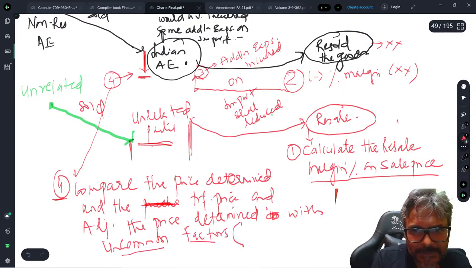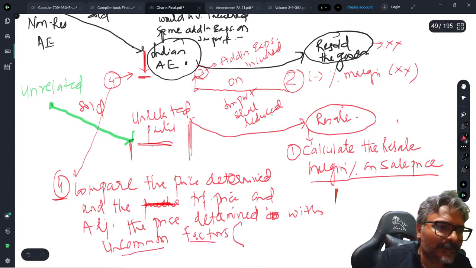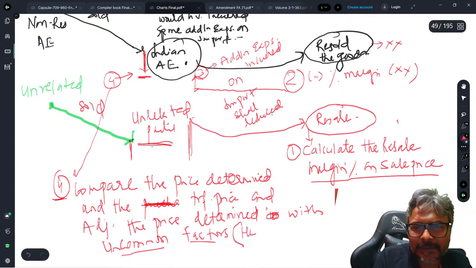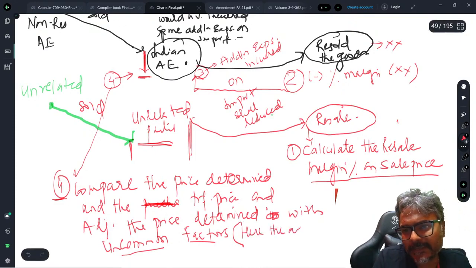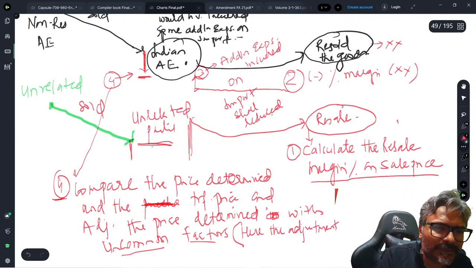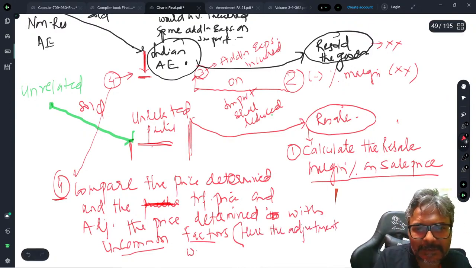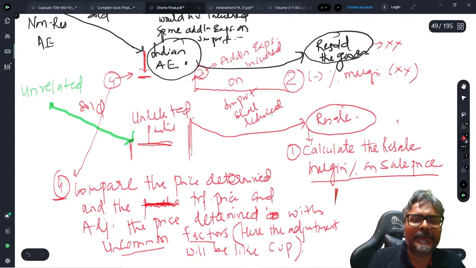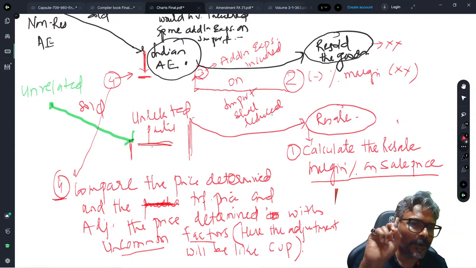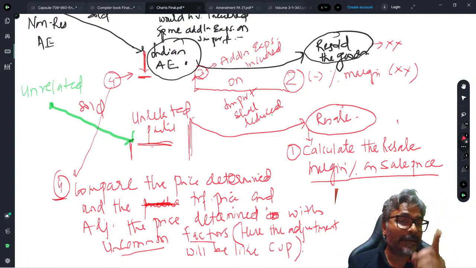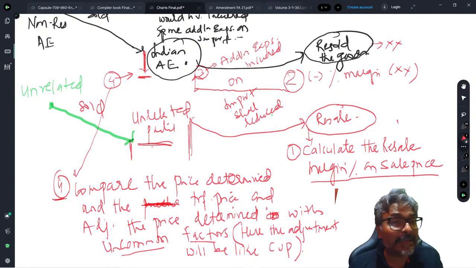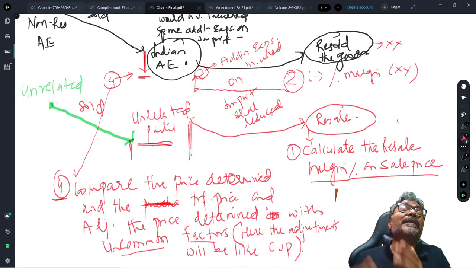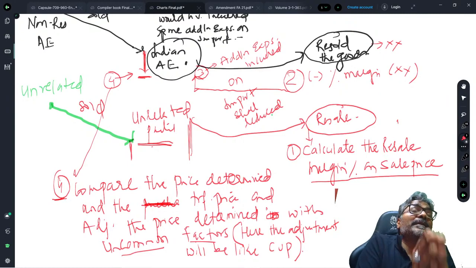In the bracket, students, this is the most important stage. Here the adjustment, I'll explain to you, just copy it down first. Here the adjustment will be like the CUP method, the comparable uncontrolled price method. So point number four, students, is to compare the price which is determined and the transfer price. So what is the price determined up to this stage in the resale price method?